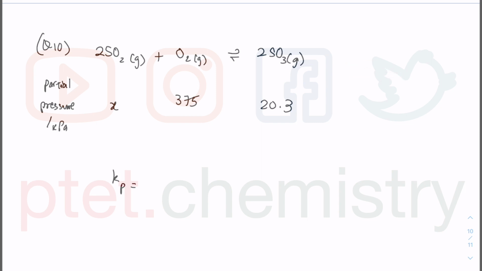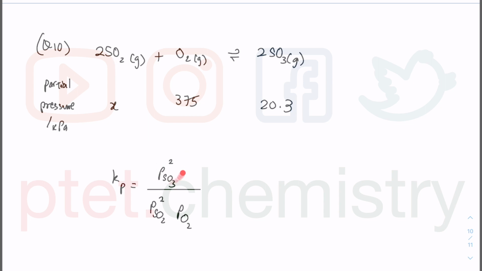I wouldn't write it down. You have it on your paper. If you set up the expression, Kp is to do with partial pressure of the substance on the right, and then you've got to raise it up to the power based on the balanced equation. So it's partial pressure SO3 squared divided by partial pressure of SO2 squared, because there are two SO2 in the balanced equation, multiplied by the partial pressure O2.